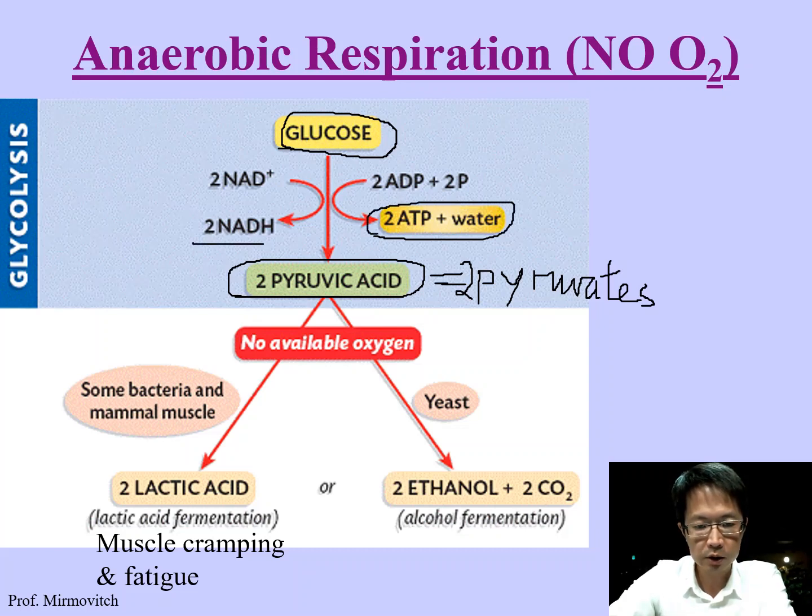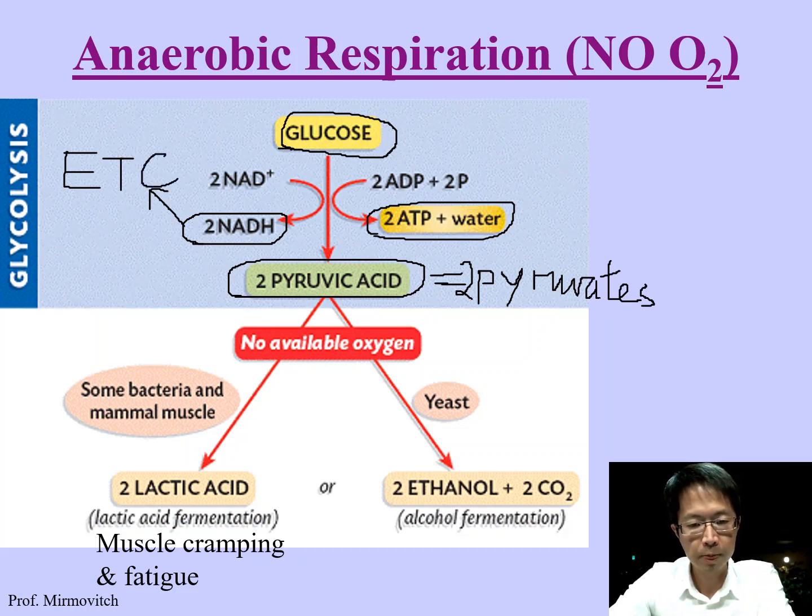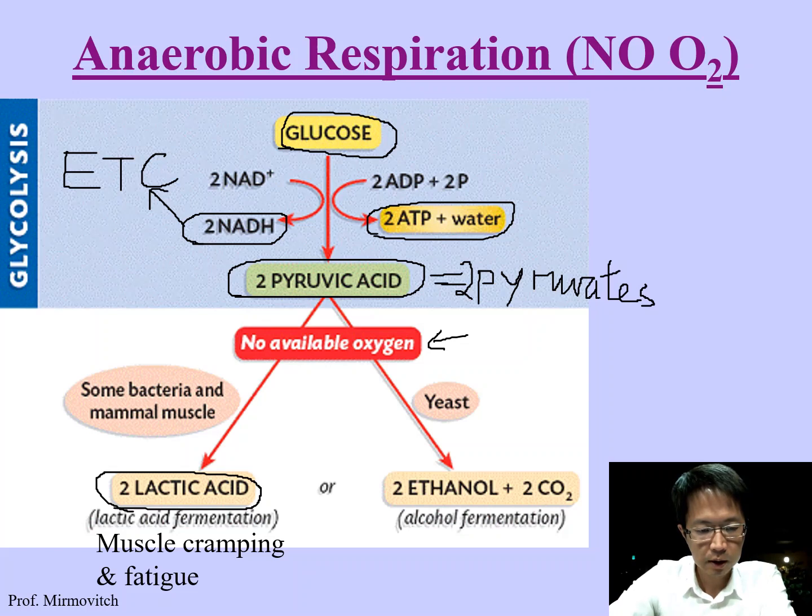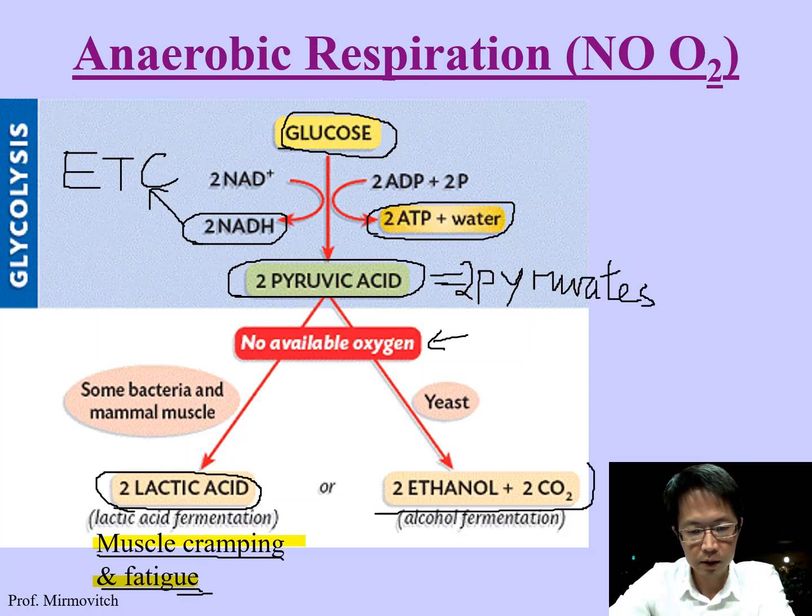You will also make 2 NADH. This is important. Why? Because NADH will go to the electron transport chain at the end of cellular respiration. When we don't get enough oxygen, what will happen? For mammals, we will form lactic acid, also called lactate, which causes muscle cramping and fatigue. If it happens in yeast, you will make alcohol and carbon dioxide.